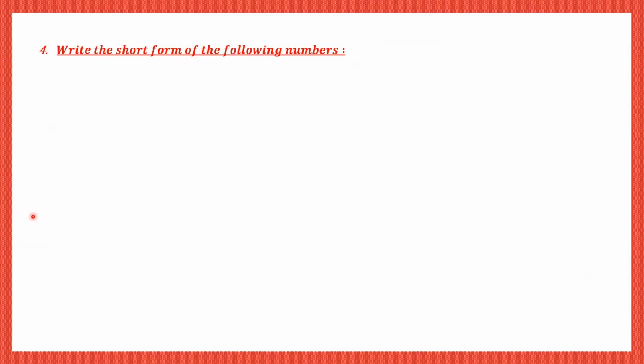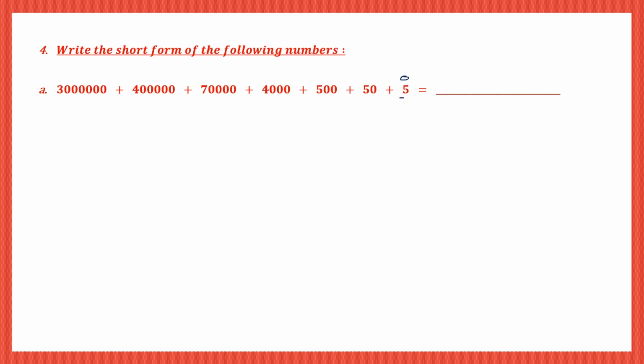Next question. Question 4. Write the short form of the following numbers. So now we have the expanded form. We have to write the short form. So what we can do is, to make our work easier, let's start from the ones place. So in the ones place, we have 5. So this is ones, isn't it? So let's write 5 here in the ones place.